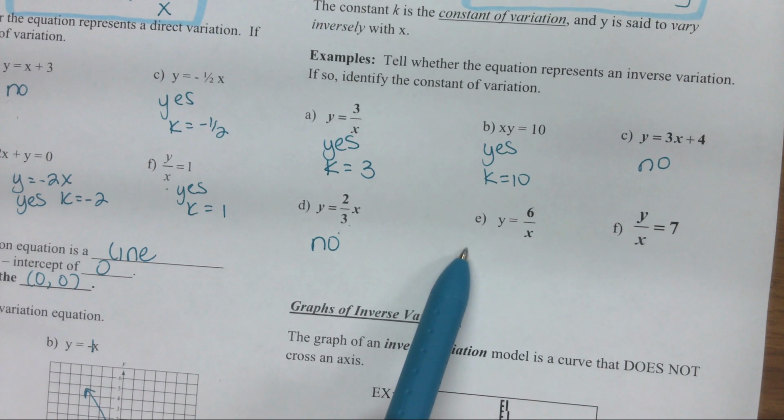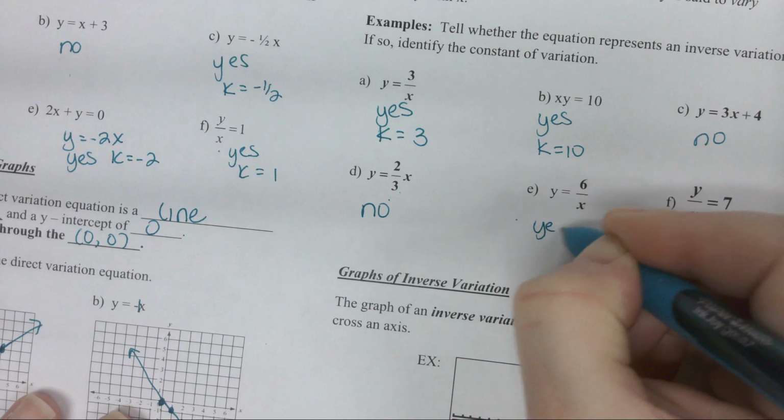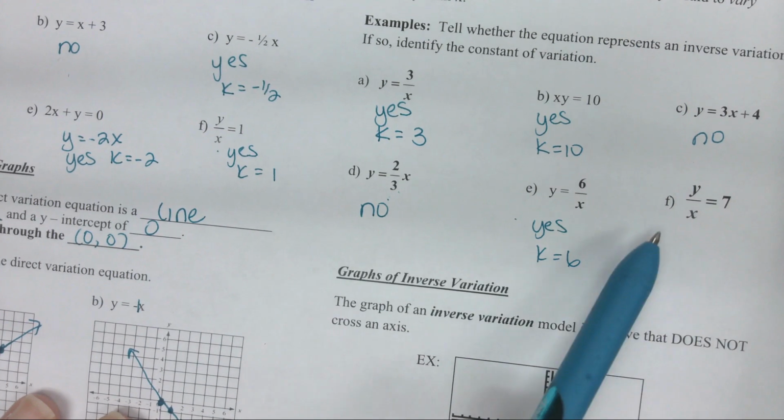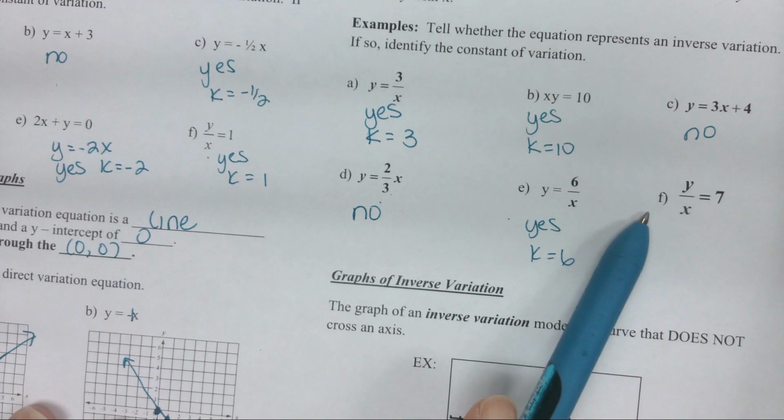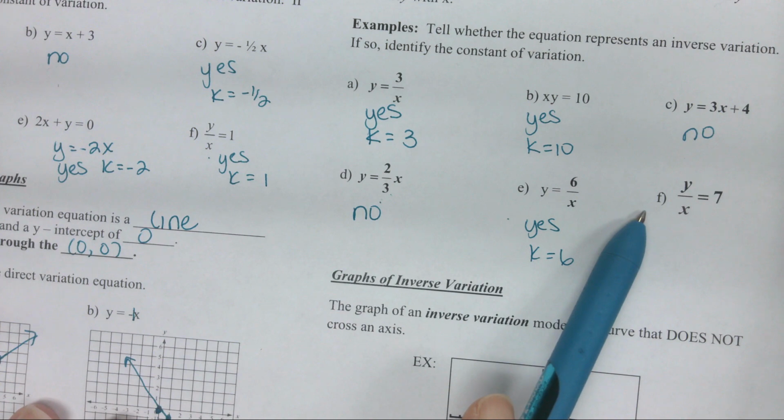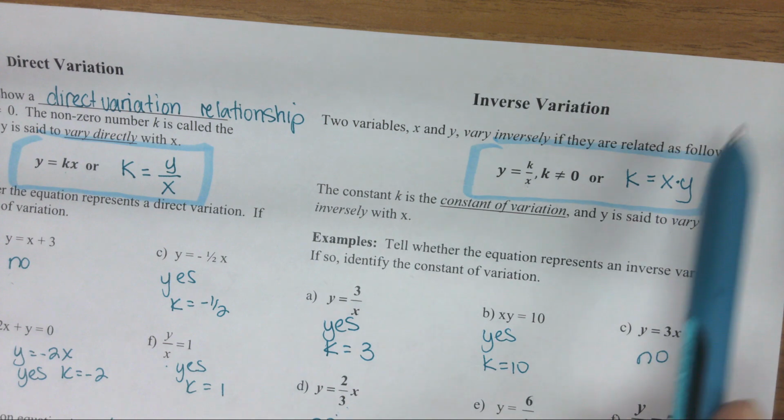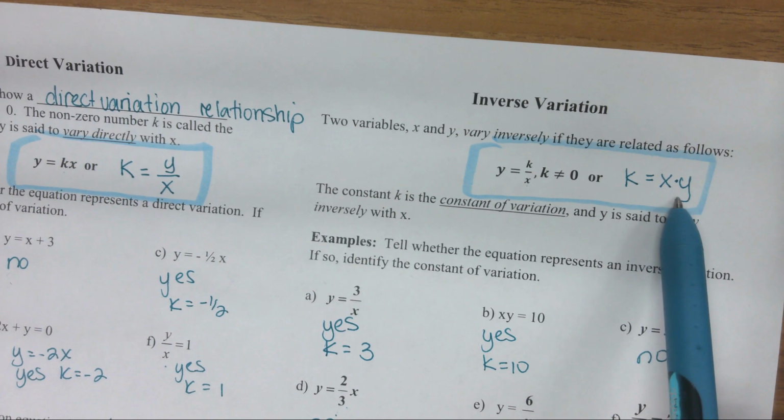This is a yes. K over x looks just like that one. Okay. K equals 6. Careful, careful. No. Okay. If the x and y are on the same side, they would be multiplied together in inverse variation. So this is a no.